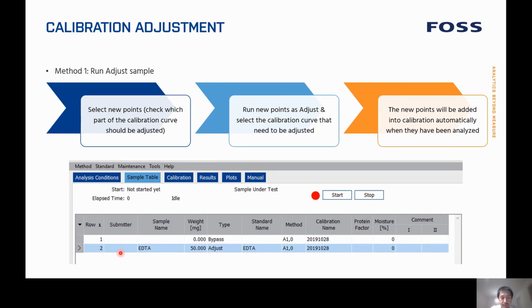You run the bypass, then you create the adjust sample type. For the next sample, you enter the weight and you choose a standard. And then you select the calibration curve which one you want to adjust. Then you start to run the analysis. And when the analysis finishes and the result is there, this result will be automatically added into the calibration curve, and then the calibration curve can be adjusted.